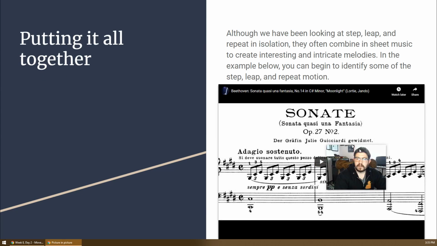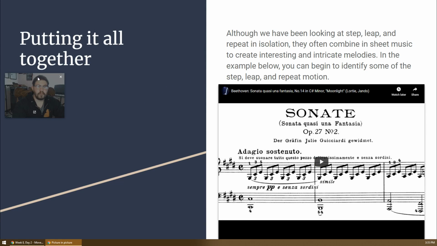All right, so the last thing that I wanted to do is just kind of talk for a moment about putting all of this together. So we're going to take a look at Beethoven's Moonlight Sonata. And this is a video that's going to have the sheet music on here. And we're going to talk a little bit as this is going about the things that you're seeing here. Because when we have music, you don't usually just have only steps or only leaps or only repeats. Those songs, if we did that, would realistically get a little bit boring, because when we put it all together, it creates these intricate melodies. It creates these interesting things that really grab your ear and hold your attention.